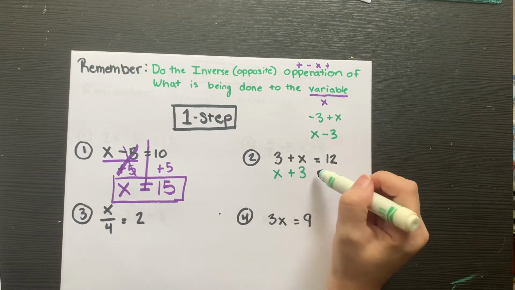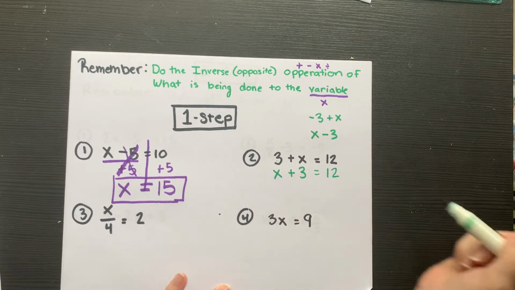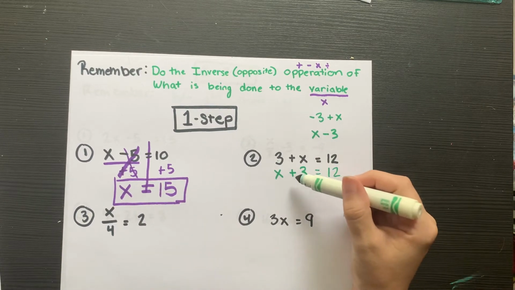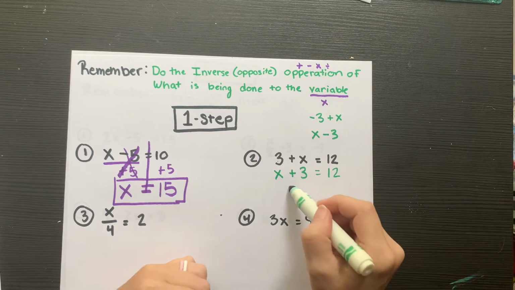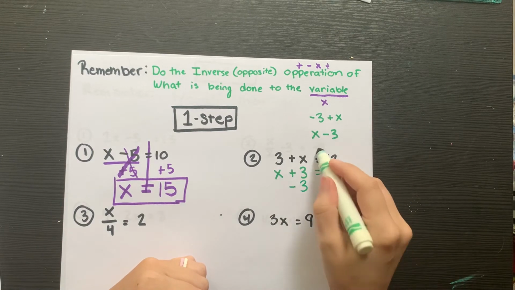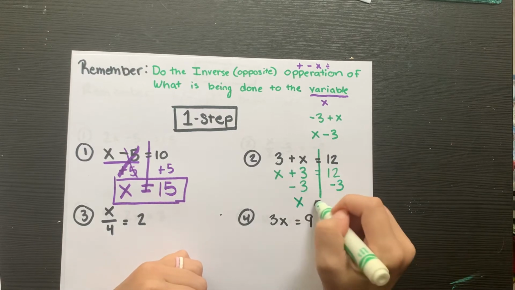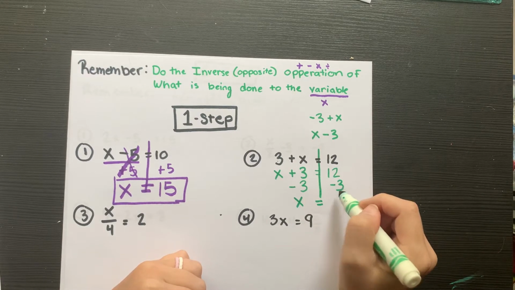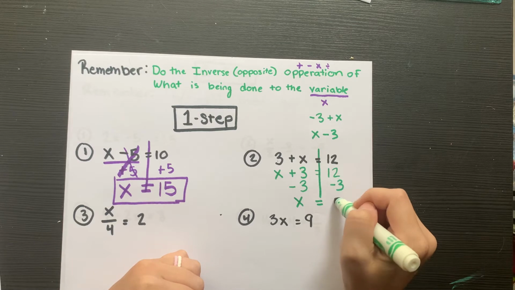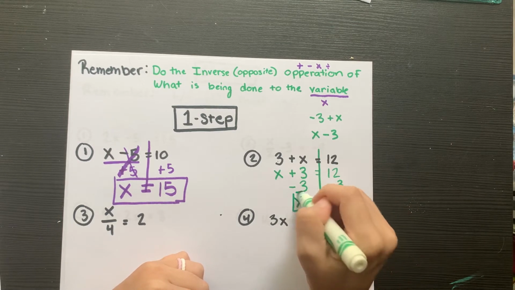So here we've got X plus 3 equals 12. We've got a plus 3. Opposite of plus is to minus. And then do it on the other side of the line. X equals 12 minus 3 is 9. So X equals 9.